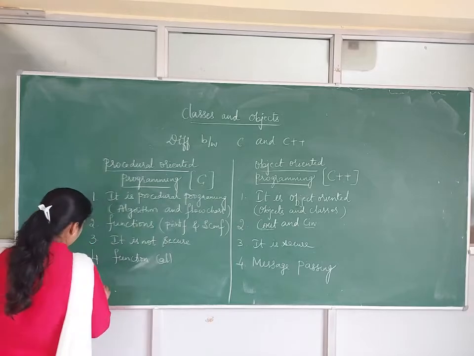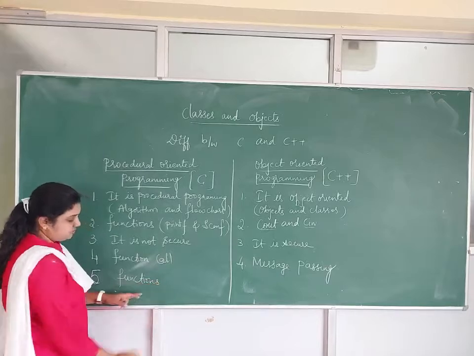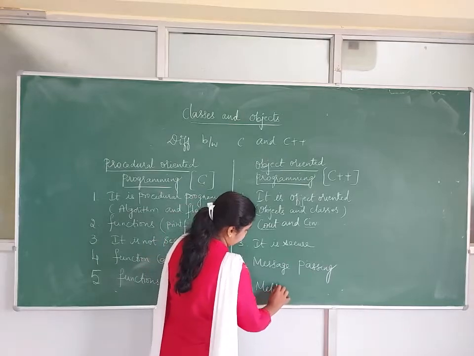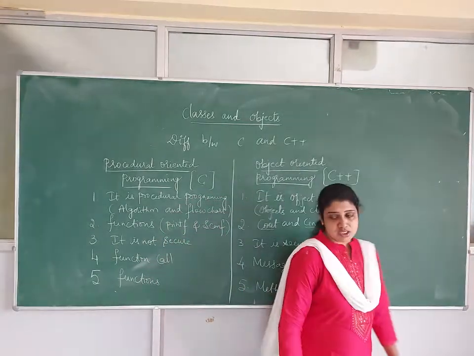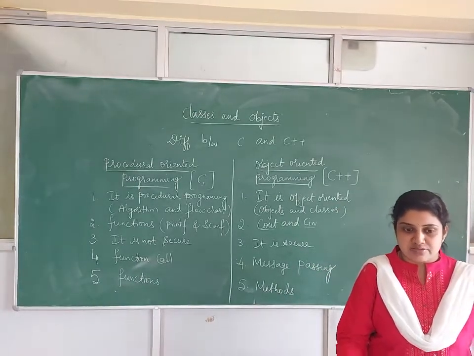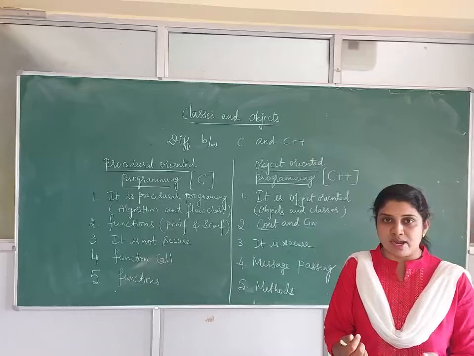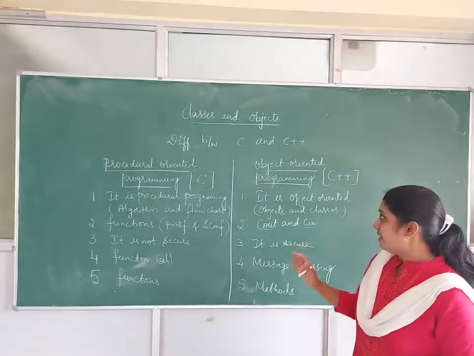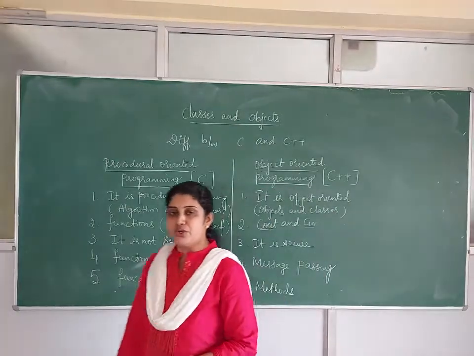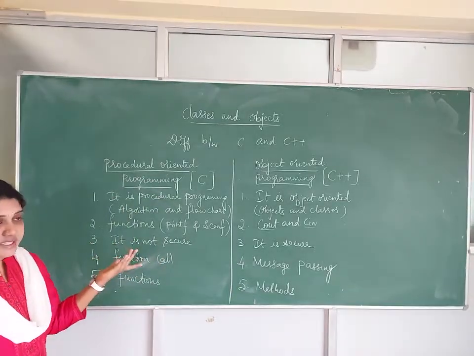And next, fifth one: C uses functions and C++ uses methods. In C language it uses functions. For read, write, or anything you want to pass, like protocols, everything is based on functions. But C++ is completely based on methods. With the help of methods you are going to access the data. So these are all the important points of C and C++.